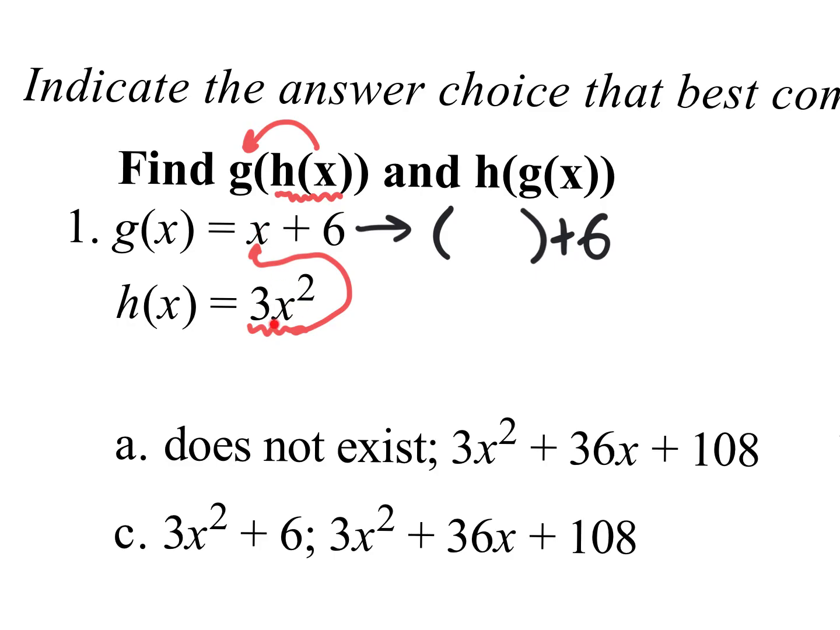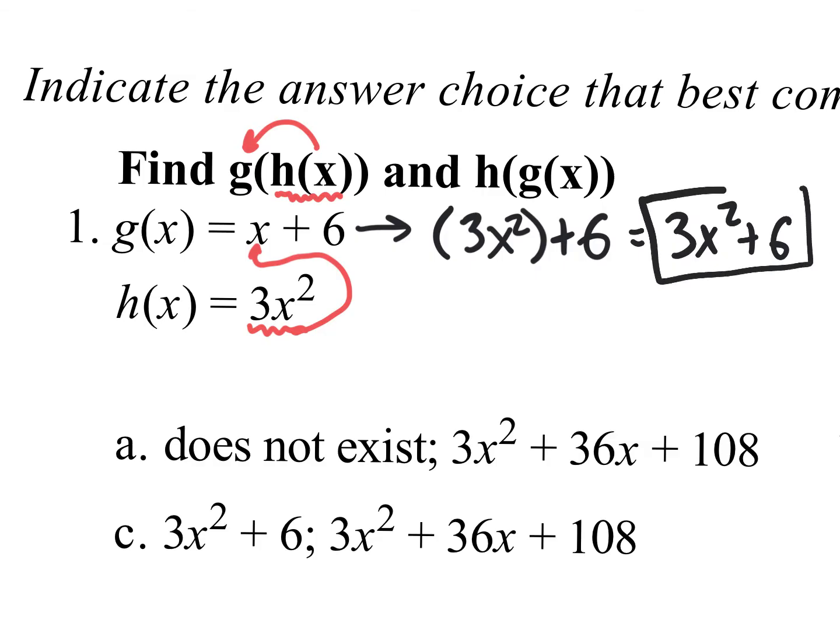So this 3x squared is going to go right in there, which is why we have the parentheses right there. We're going to put a 3x squared right in there, and of course there is no multiplication, so it's really unnecessary to put the parentheses there, and that is your answer, because you can't really add 3x squared with 6. You can't combine like terms. This is your answer. That answer is g of h of x.